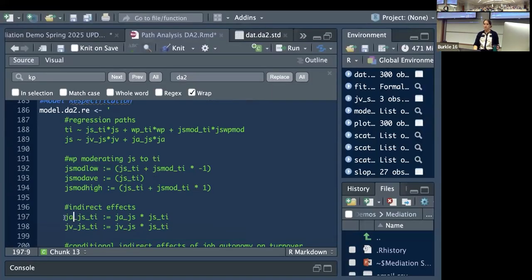Let's do that. So here's job autonomy to job satisfaction to turnover, which is the first path, job autonomy to satisfaction. That's my A path, right? Times my B path, job satisfaction to turnover.